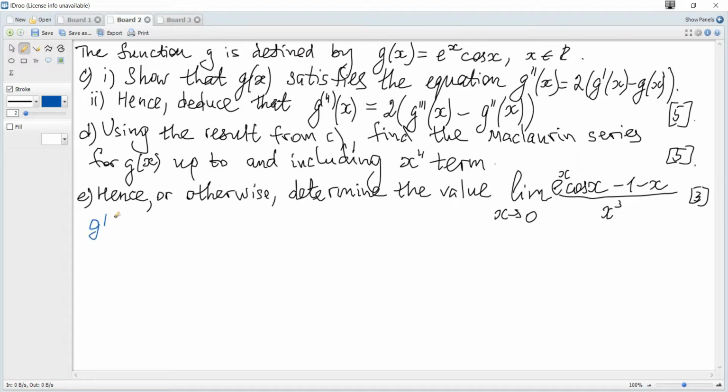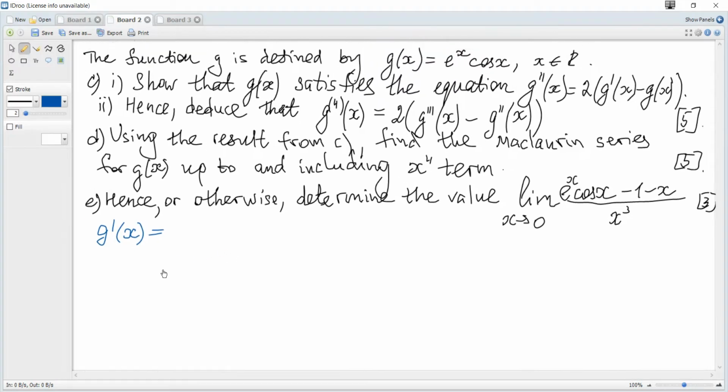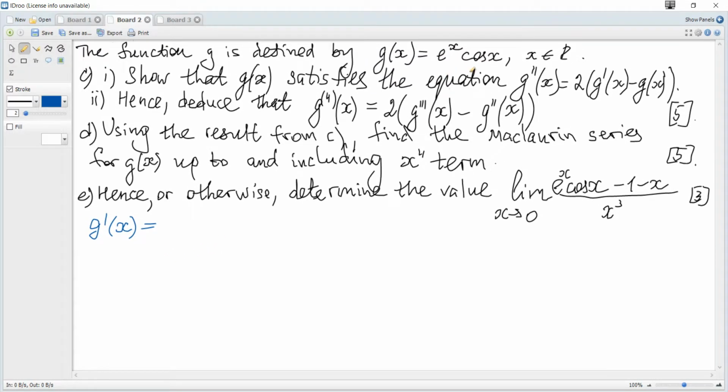So the derivative of g is equal to, we can see that it's just a product rule. So the derivative of e to the power of x is e to the power of x times cosine x, plus e to the power of x times the derivative of cosine, which is negative sine, so it's minus e to the power of x sine x.